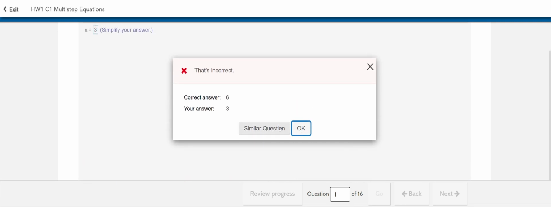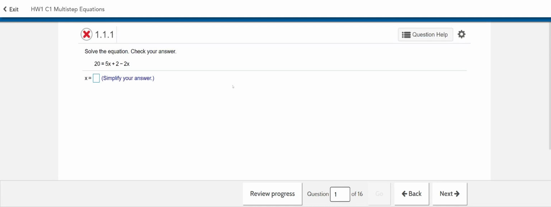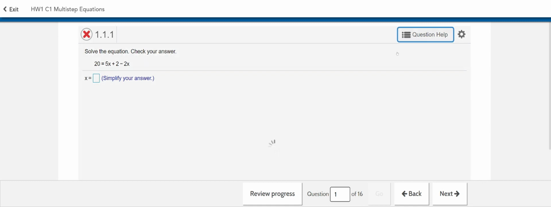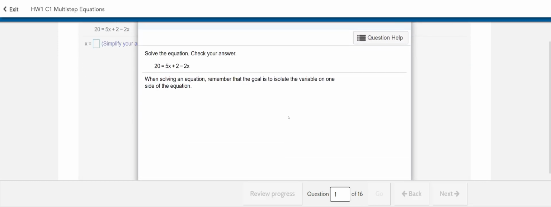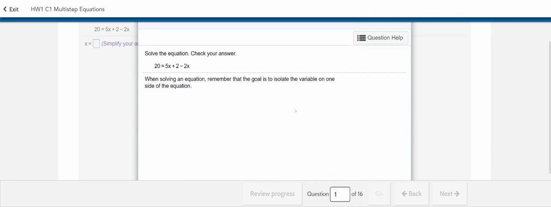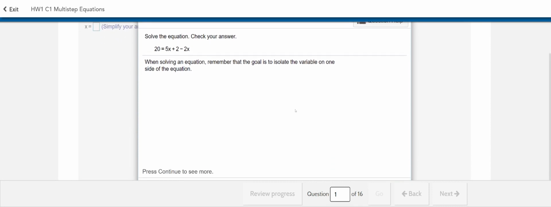So I can go ahead and hit similar question. Notice in similar question, it has the X bar up here and my answer is empty. So I can answer it again. I'm going to utilize the question help. So I'm going to go here and click on help me solve this. It's going to walk me through all of the steps that I need in order to solve this. This should be all the steps that you need to solve.